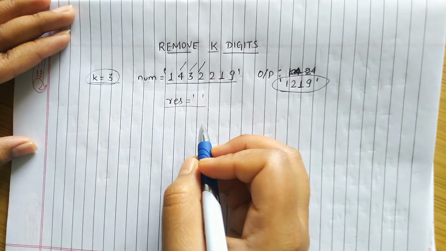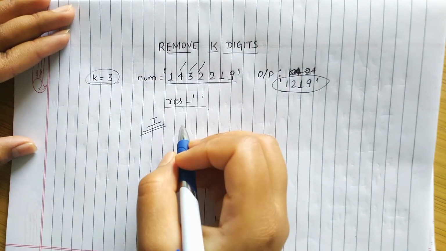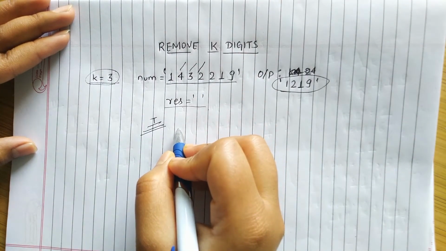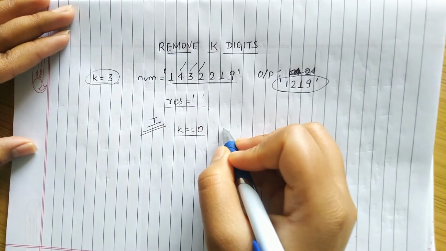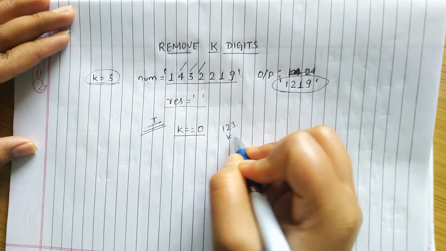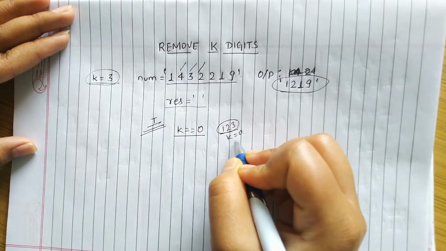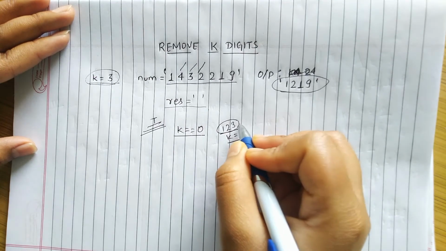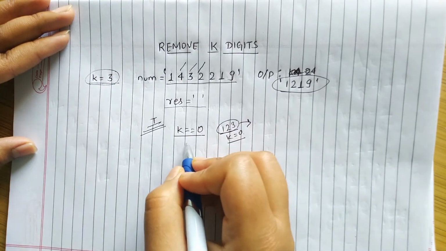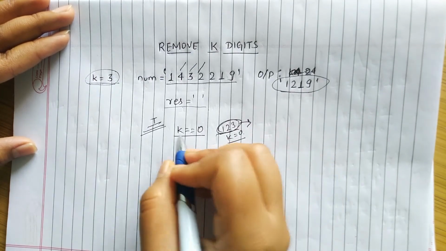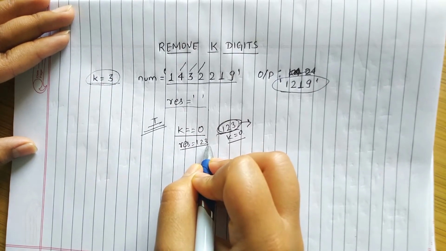So in the first recursive call, first of all, we will check if k is equal to 0. If k is 0, what does that mean? It means that if we have 1, 2, 3 and k is 0, what is the smallest number you can make from this number by removing 0 digits? That is the same number. You cannot make any other number from that. So we will just return the number by appending it to res. So res will become 1, 2, 3 and we will return it.